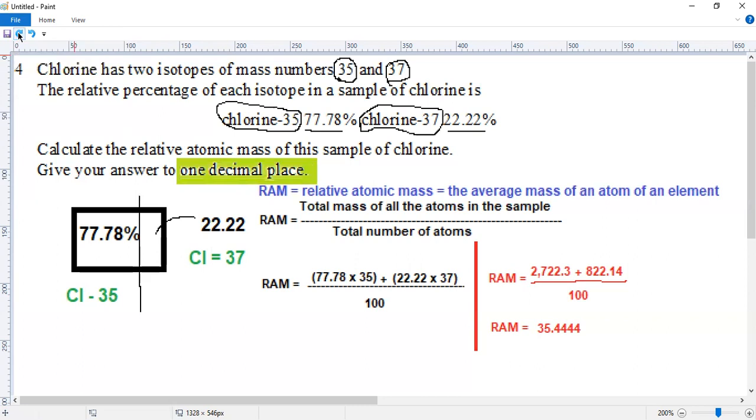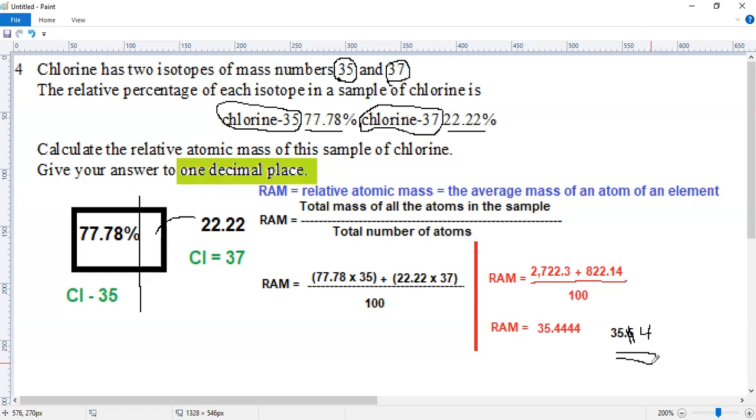Therefore, what I can do is reduce 35.4444 to 35.4. This should be double underlined.